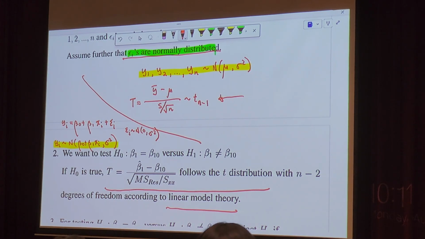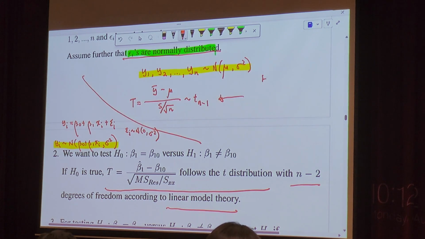Now for the more complicated simple linear regression model, we can show that this statistic, beta 1 hat minus beta 1 0, follows the T distribution with n minus 2 degrees of freedom. So that's the difference. The difference is we're dealing with a more complicated model. So once you understand the distributional theory, you can do tests on mu, for example.